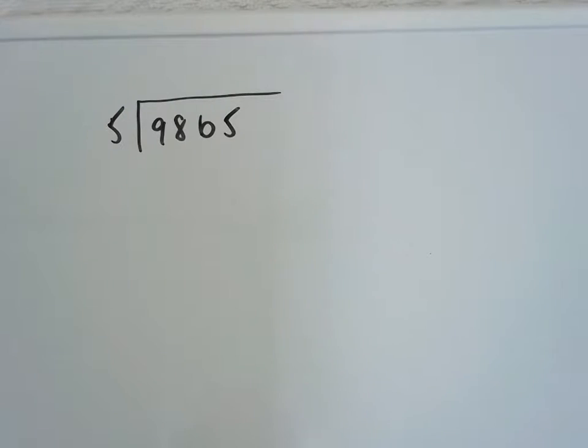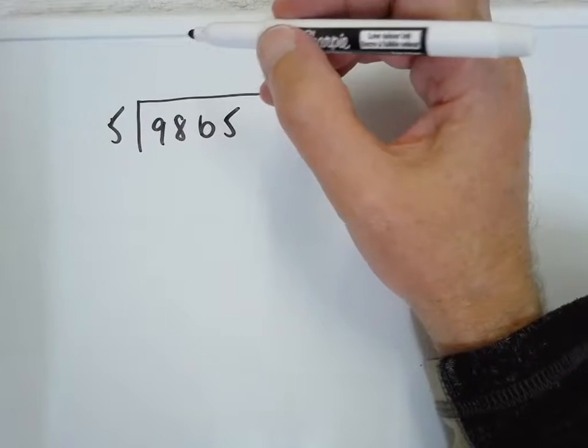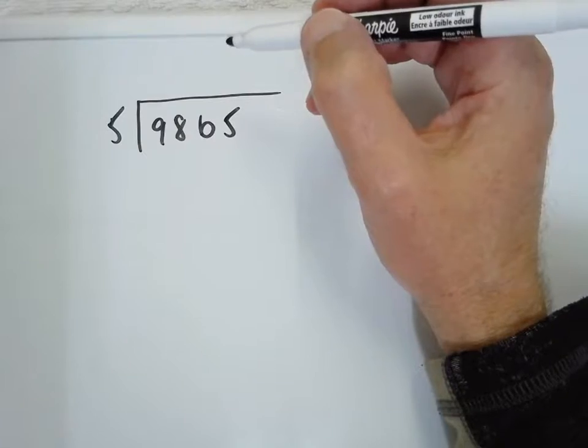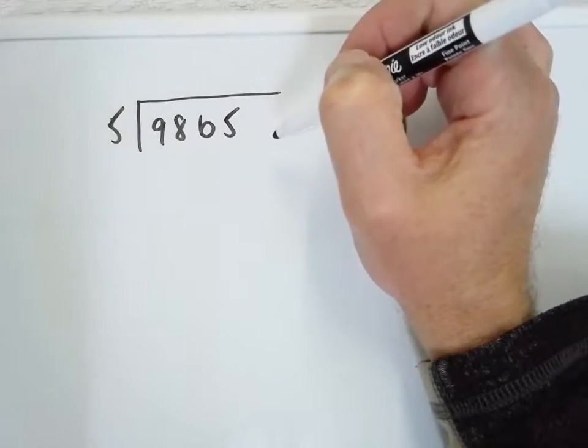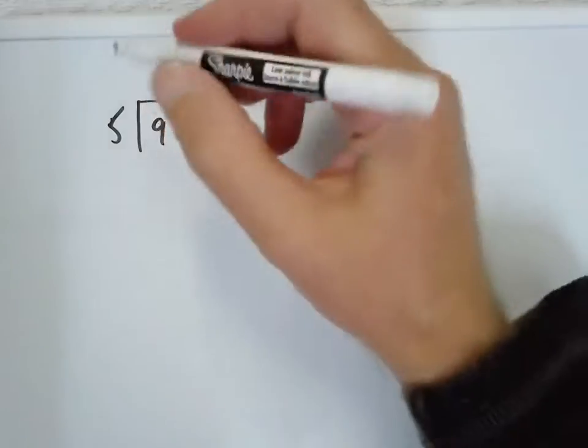Okay, polynomial long division. This is video number 1, so I just really want to start at basics just to make sure that we're on the same page. Let's do some short division before long division. 9,865 divided by 5. What are you going to do?